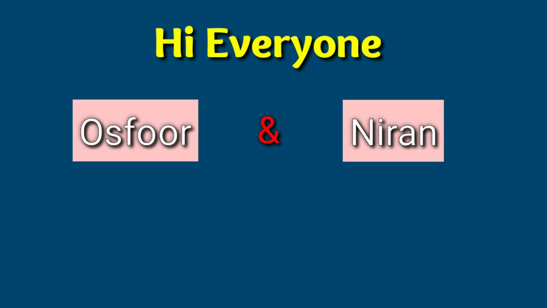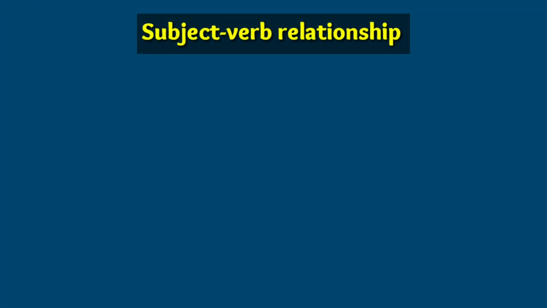Today we're gonna present subject and verb. There is a relationship between the subject and the verb. What is this relationship? Let's take an example.